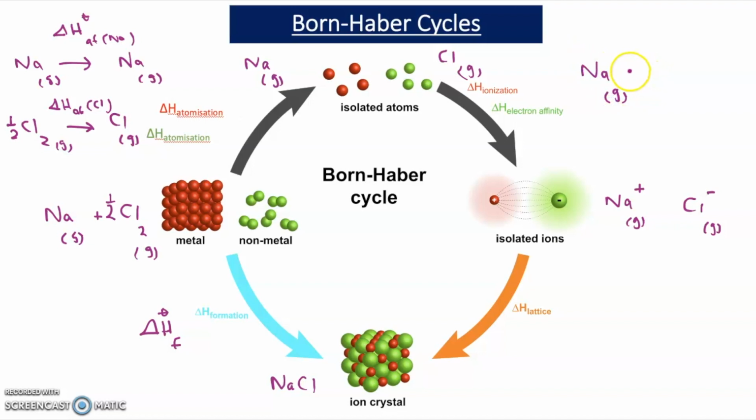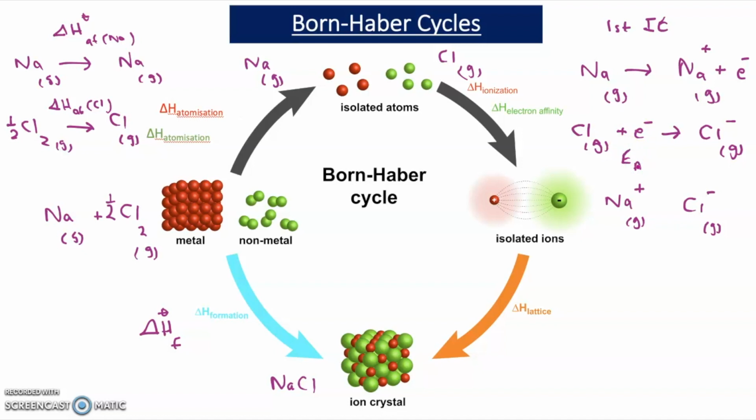So to convert sodium as a gas to Na+ ions, I need to remove an electron, and this is called first ionization energy. So Na gas is going to Na+ gas plus an electron, and the enthalpy change of ionization here would be the energy change when you convert 1 mole of gaseous atoms to 1 mole of gaseous positive ions by removing 1 mole of electrons.